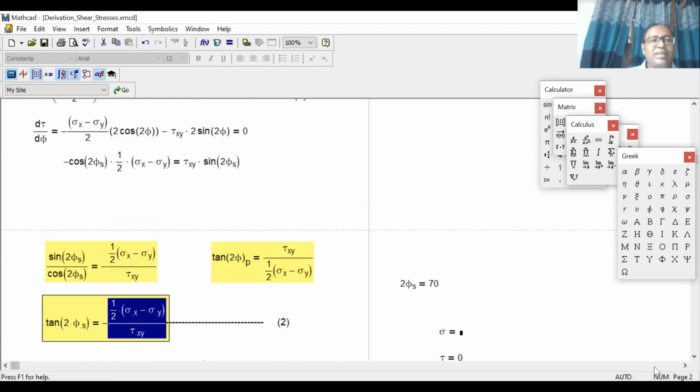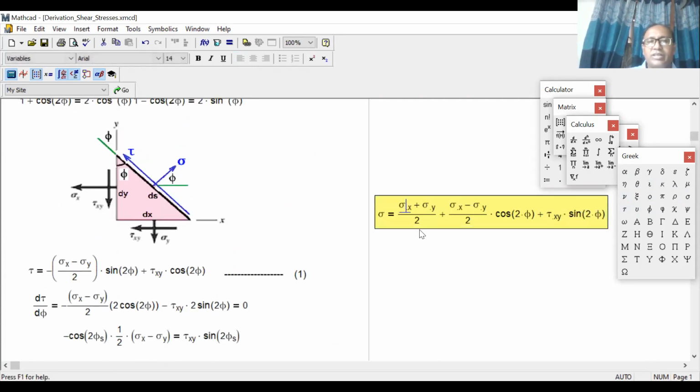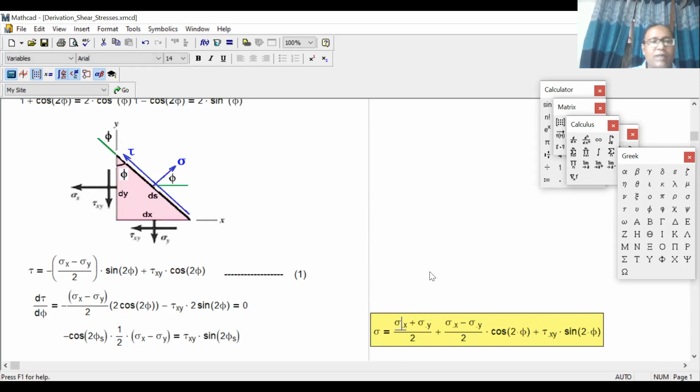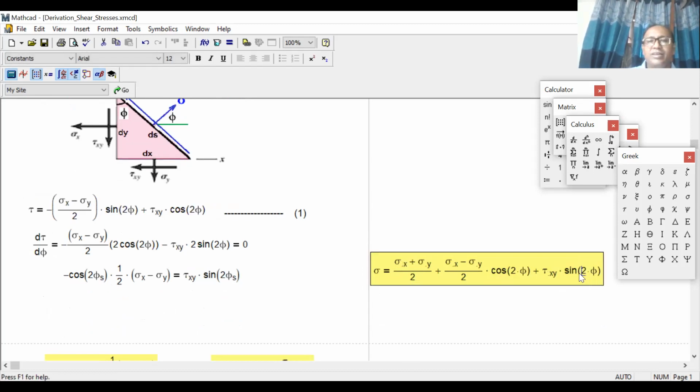You see in the mother equation right over here, mother equation one for sigma and one for tau. This is for tau. So right over here we have sine 2 phi cos 2 phi. Over here cos 2 phi sine 2 phi. We don't have the values of sine 2 phi and cos 2 phi, but we have the value of tan 2 phi. So by using a perpendicular triangle, we'll figure out the sine 2 phi and cos 2 phi values. Those values we'll put in the mother equation. Then we'll get the equations of sigma and tau.